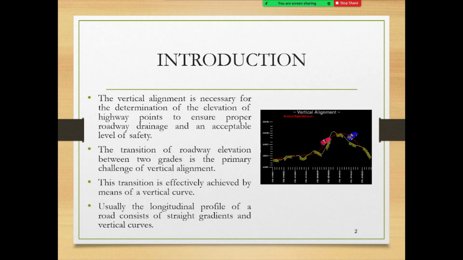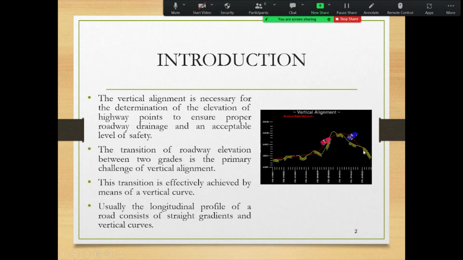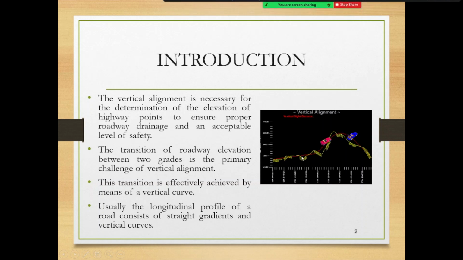The transition is effectively achieved by means of a vertical curve. Now you can see there is a vertical curve here, right? This is the vertical curve. Again, this one is also a vertical curve. Usually, the longitudinal profile of a road consists of straight gradients and vertical curves. Just as a horizontal alignment consists of straights and circular curves, in the vertical alignment we have straight gradients and vertical curves. Remember, vertical curves are parabolic, horizontal curves are circular.